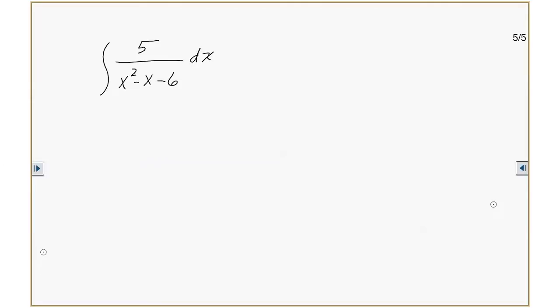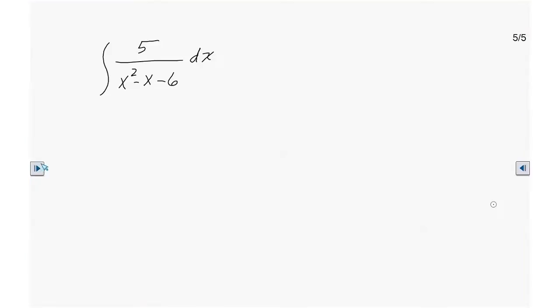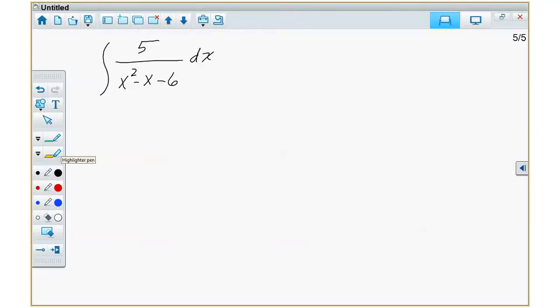So, what am I going to do with the bottom first? Factor it, because it's factorable. How do you know that? Well, you've seen it before. That's why. So I'm just going to forget the integral right now. I'm just going back to algebra.